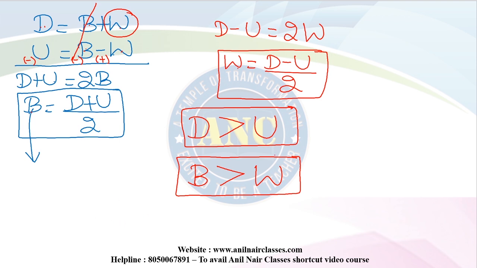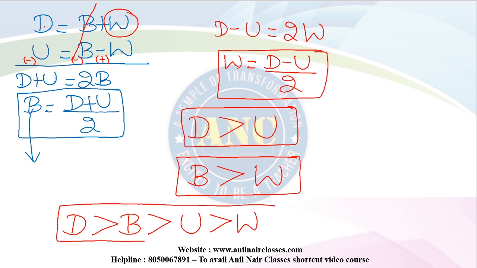So if I combine these two, you will get an equation like this. Downstream speed will always be greater than speed of boat in still water, that will always be greater than upstream speed, and upstream speed will always be greater than water current speed. You will understand this equation as we proceed with problems. You can verify whether this is true or not in our upcoming problems also.